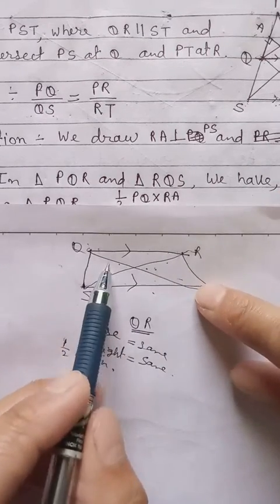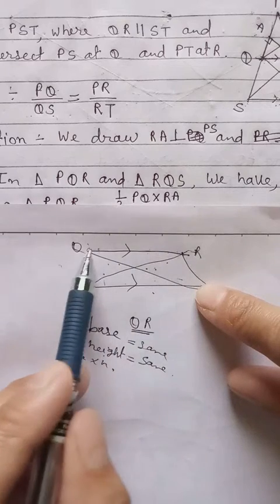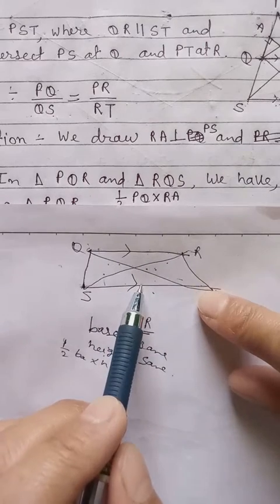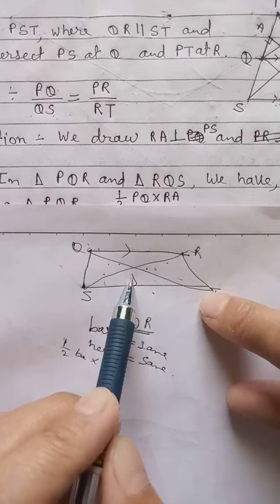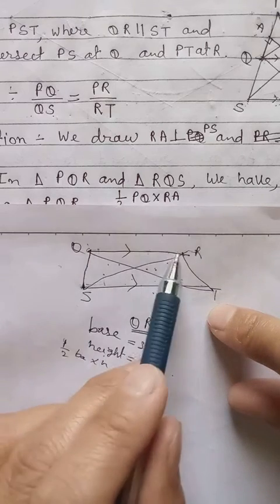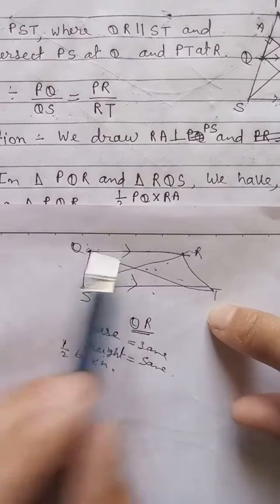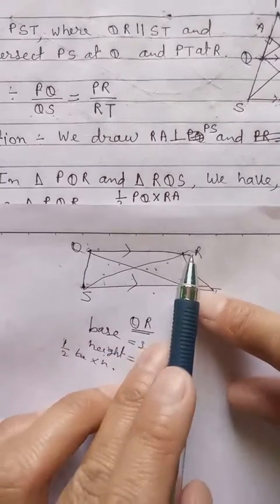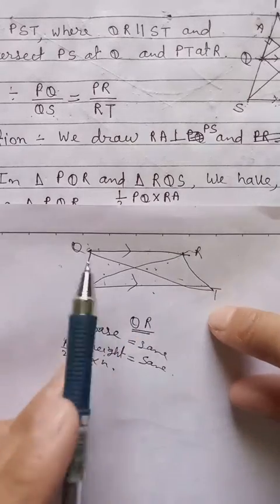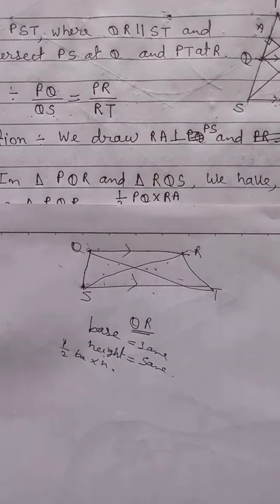Why their area are equal? Remember, because they have same base and their height also same. Why the height are same? Because they are between the same parallel lines. So that's why their height are equal and base also same. So the area will be equal.